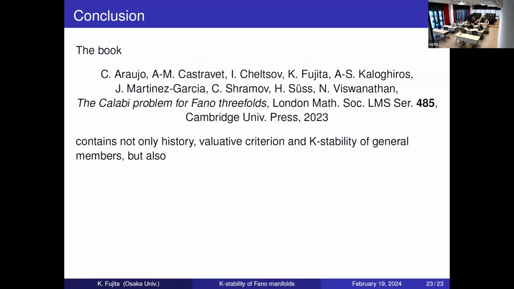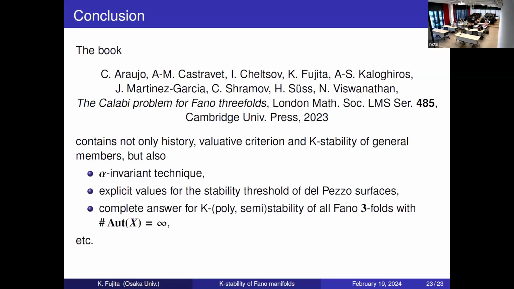And here is a summary. The nine authors' result, as I explained, started from the AIM conference and is nowadays finished and published by the London Mathematical Society as a book. The book contains the topics as I explained: history, valuative criterion, K-stability of general members, but also many other topics. For example, I did not explain what the alpha invariant is. It's classically very important, and it's still very important even now. And how to compute the stability threshold of a Del Pezzo surface.